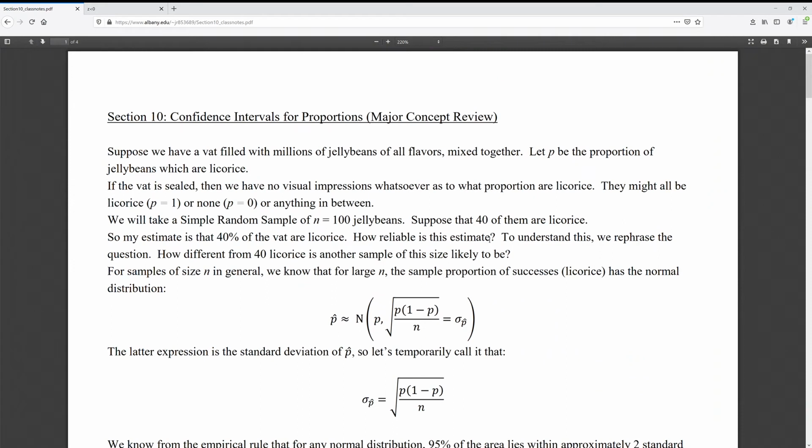If we have just picked out the only 40 licorice in the entire vat, then our p hat is 0.4 and our p is effectively 0, and they're not remotely close to one another. Or at the other end of things, if we've just picked out the only 60 non-licorice in the entire vat, then our p hat is still 0.4 and the p is 1, and again, they're not remotely close to one another. And the walls you generate from that sample are not going to contain p. So you see how this plays out.